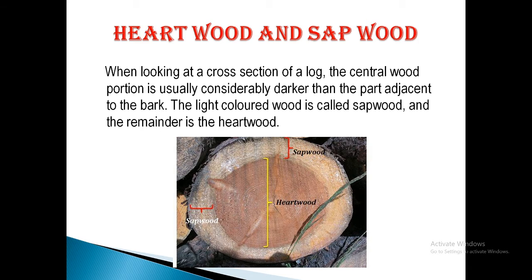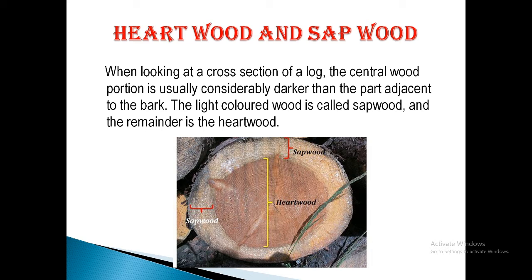So sapwood is the outer region. These sapwoods are light in color and contain some living cells also, in association with vessels and fibers. So this part of the stem performs the physiological activities such as conduction of water and nutrients, storage of food, etc.